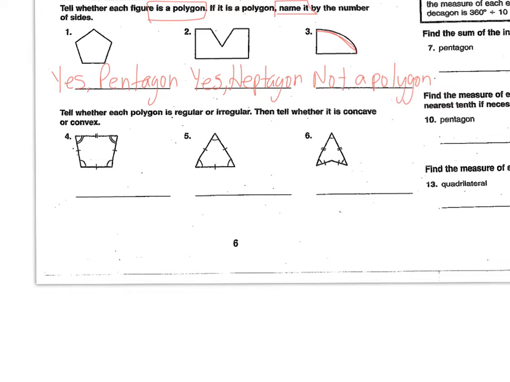Okay, number 4. In number 4, we have to tell whether the polygon is regular or irregular. So that's one thing that we need to mention. And also tell whether it's concave or convex. That's the second thing.